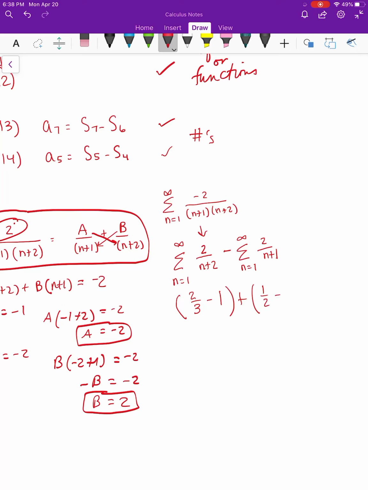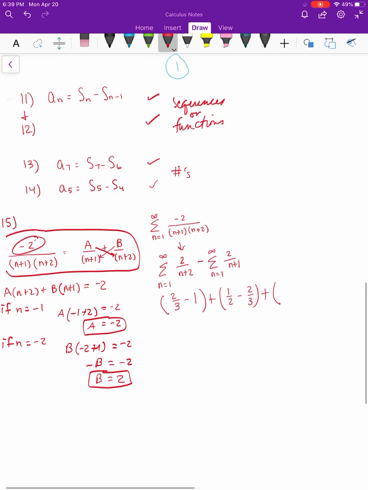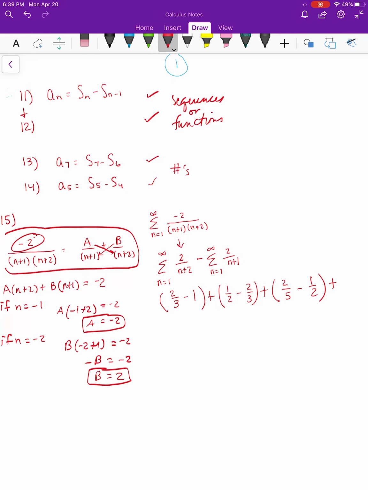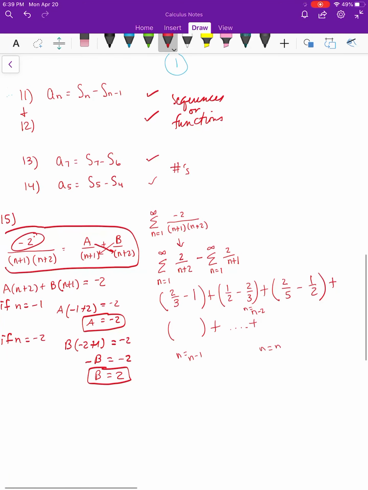Now what I would like you to do is start showing me these terms. So if I put a 1 in, I'm going to get 2/3 minus, if I put a 1 in here, I'm going to get 2/2, which is 1, plus. And now I'm going to put a 2 in, 2/4, which is 1/2, minus, I put a 2 in here, 2/3, plus. Now I'm going to put a 3 in, 2/5, minus, put a 3 into the next one, 2/4 is 1/2, plus. And I could keep going. You can keep going however long you want.